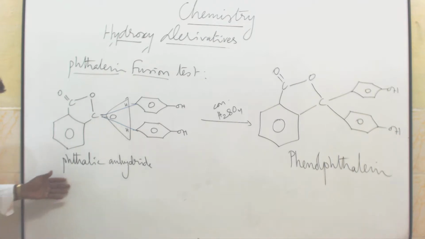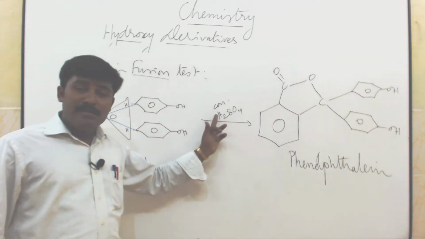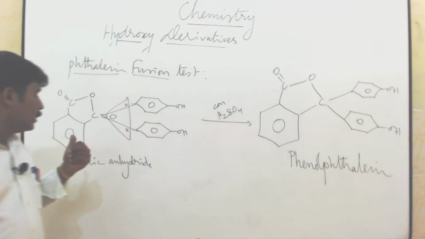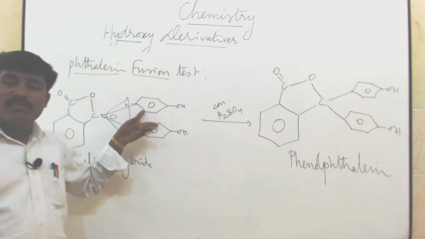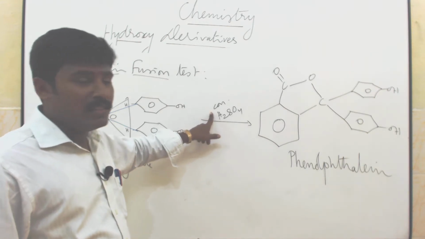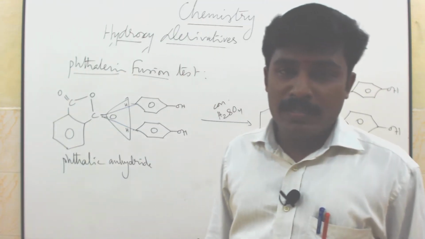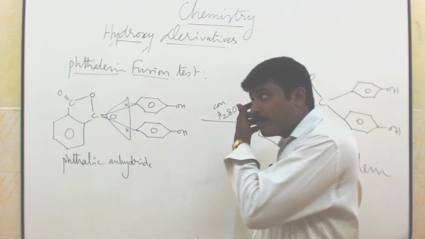Phthalic anhydride reacts with 2 molecules of phenol in the presence of concentrated sulfuric acid. Very important. Otherwise, you get only 2 marks. Phthalic anhydride reacts with 2 molecules of phenol in the presence of concentrated sulfuric acid, and you will get phenolphthalein. Very important name reaction, namely the phthalein fusion test. Are you able to understand? Very easy one.